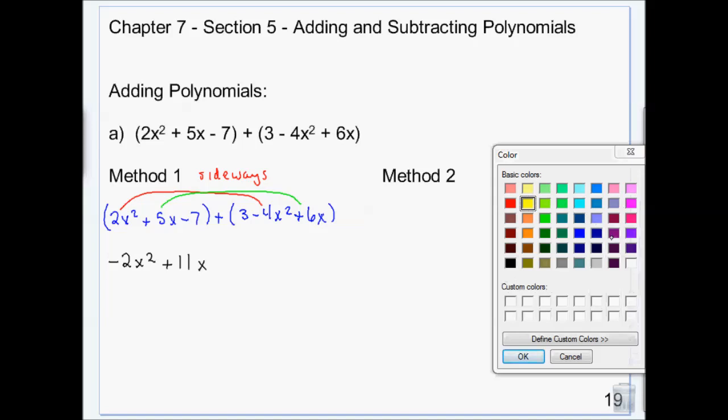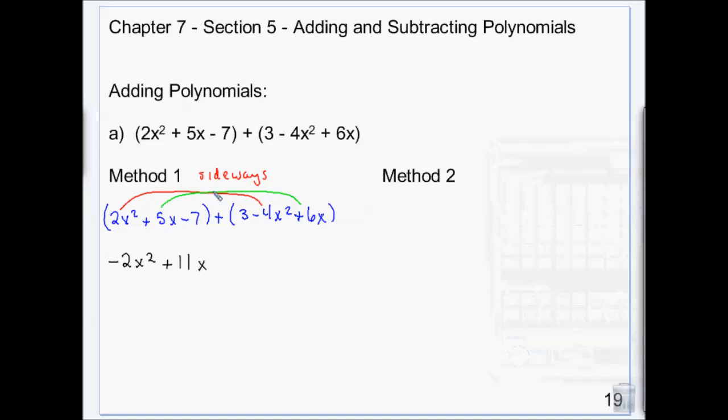Question: when you do method 2, do you have to line them up? Yes, for example, if you take the 4x squared and put it under the 2x squared, although it's in the middle, when you're doing up and down, you have to rearrange them. Yeah, it makes it easier. Okay, so we're done.